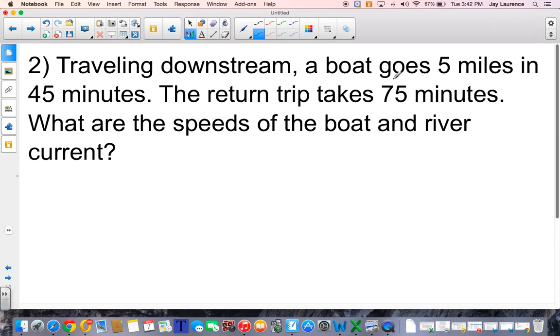Traveling downstream, a boat goes 5 miles in 45 minutes. I don't like this. I'll talk about it in a second. The return trip takes 75 minutes. What are the speeds of the boat in the river?